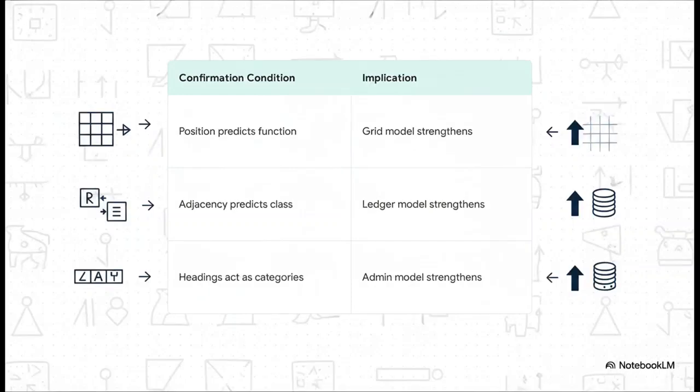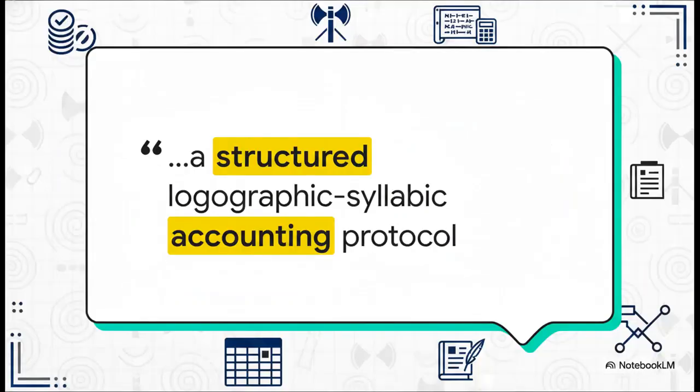But conversely, let's look at the confirmation conditions. The hypothesis gets significantly stronger if the physical position of a sign consistently predicts its functional role. If a sign next to a number always acts like an inventory item, boom, the ledger model strengthens. And if those headings truly behave like category fields rather than the start of a sentence, then the administrative model becomes incredibly solid. So as Brown states in his final hypothesis, Linear A is not best understood as an undeciphered phonetic language, but as a structured logographic-syllabic accounting protocol.